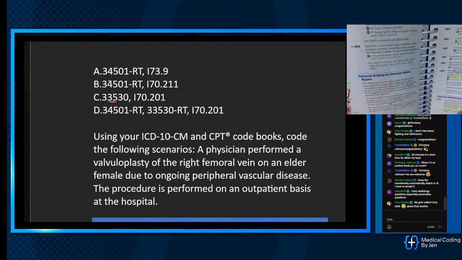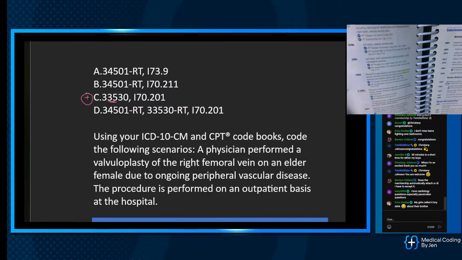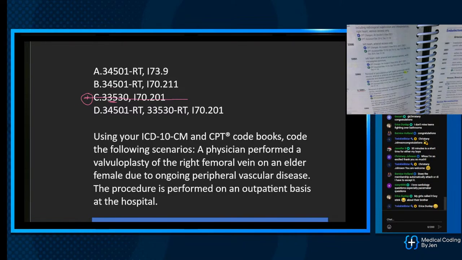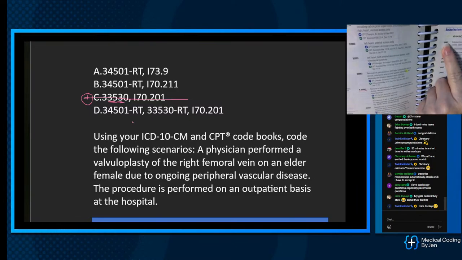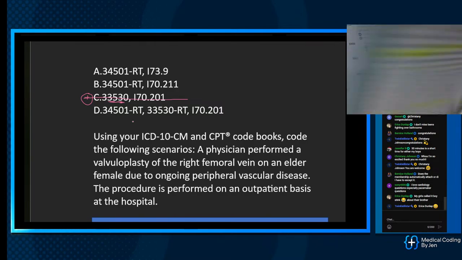That's an add-on code. 33530 is an add-on code. That cannot be your only CPT code for a particular answer. So you know right away that can't be the answer. Anything with the plus symbol in front of it can't be your only CPT code. It has to be a secondary code. So that's handy dandy. And then am I any? I'm not even in the right codes. 34501. Stopped at the wrong one.